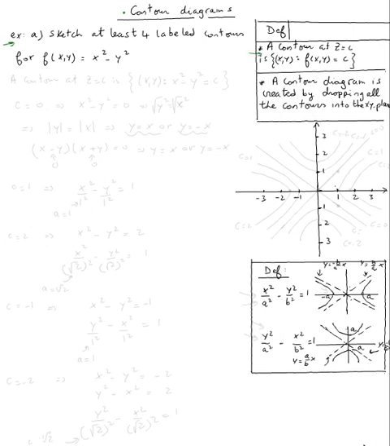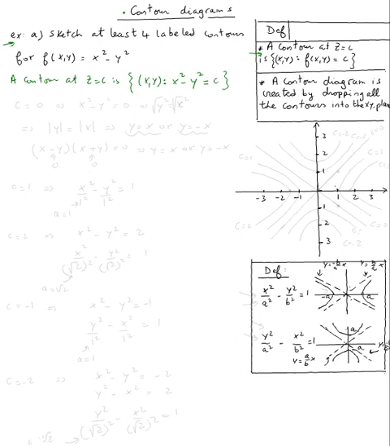So let's read the definition. A contour at z equals c is the set of points x, y such that f of x, y equals c. So what does that mean? A contour for this function, of course, f of x, y equals x squared minus y squared, at the height z equals c is the set of all points x, y such that x squared minus y squared is equal to the constant c.